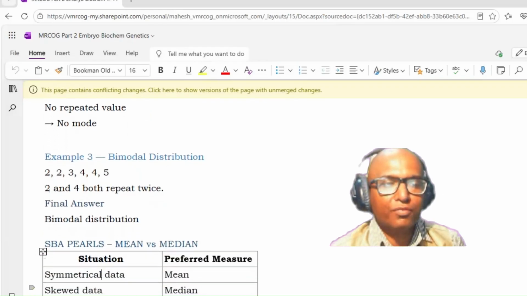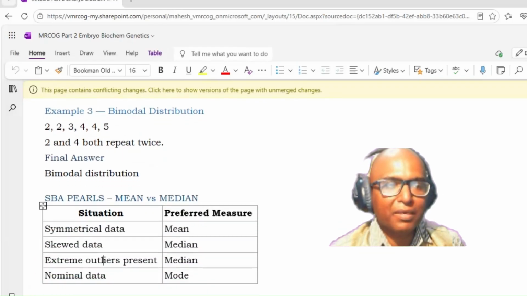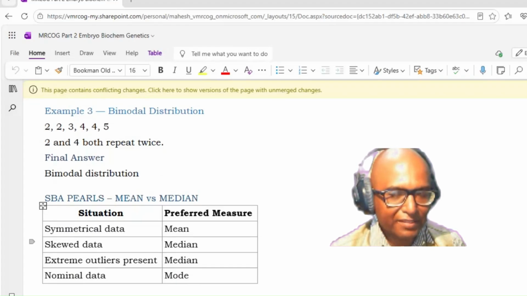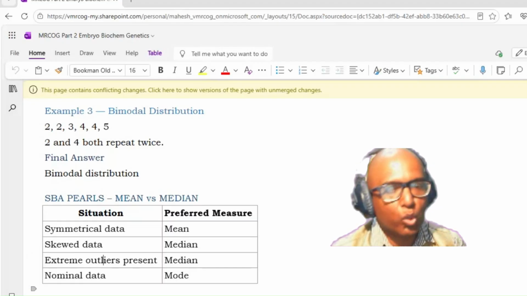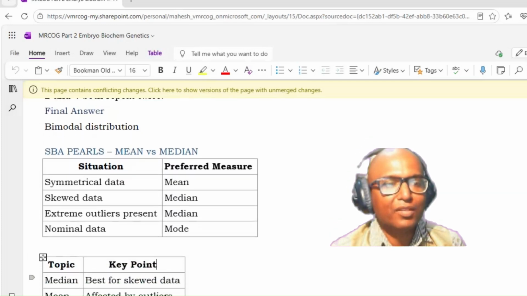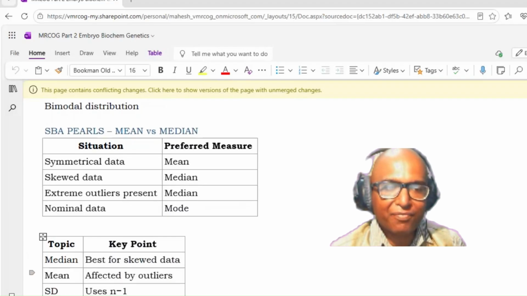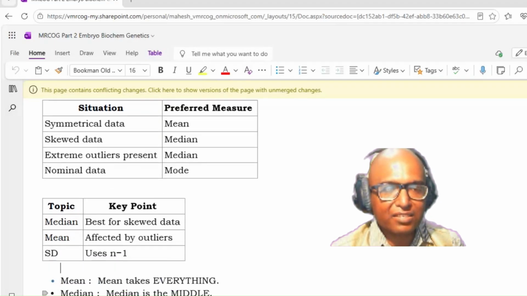Okay. So from an examination point of view, you should remember: when you have symmetrical data, go for the mean. When you have skewed data, go for the median. When you have extreme outliers present, then also go for the median. When you have nominal data, go for the mode. So the median is best for skewed data. The mean is affected by outliers, and standard deviation uses n minus 1. This we will see in the next session.